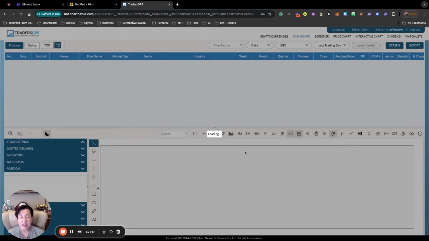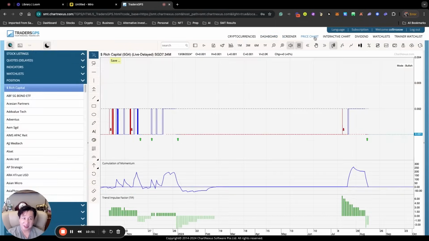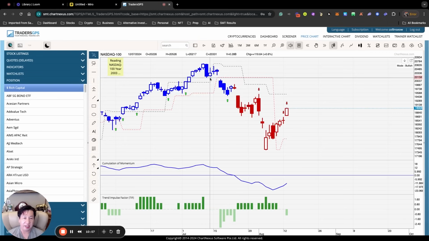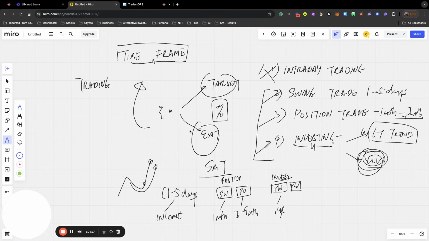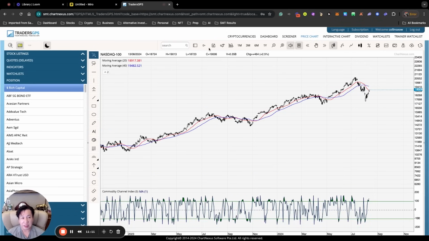So how it looks like is like this. Let's say for example, I will just use the index as an example, easier to show. Let's say I look at Nasdaq. Nasdaq is that index. So when I talk about the shortest time frame, what we call swing trade, we will call swing daily over here. Swing daily over here, we will go to the swing daily setup.